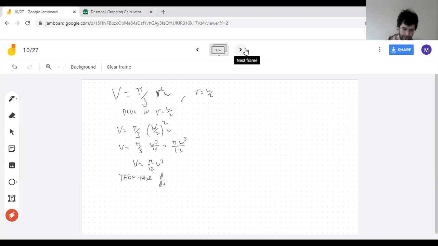Take the derivative. On the left, you will have dv dt. On the right, the constant can come out, and you have dw cubed dt. And I want to say that this is 3w squared, but this is not. That's not the derivative with respect to w.